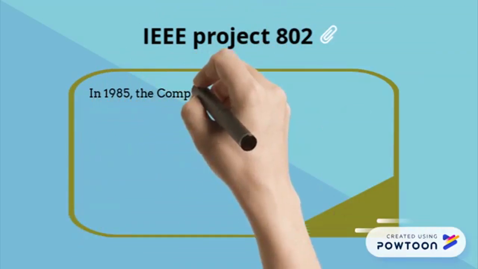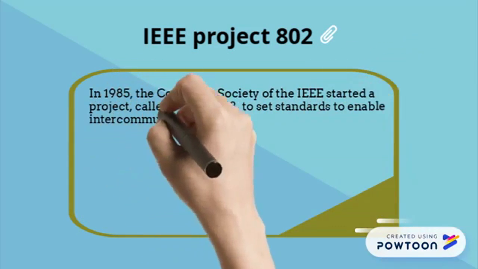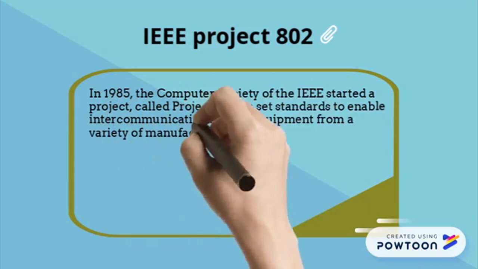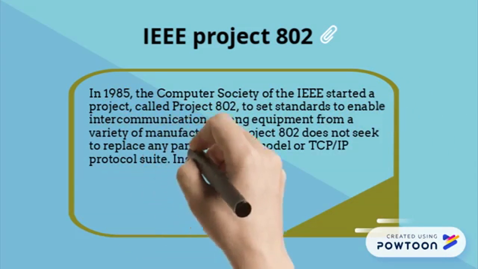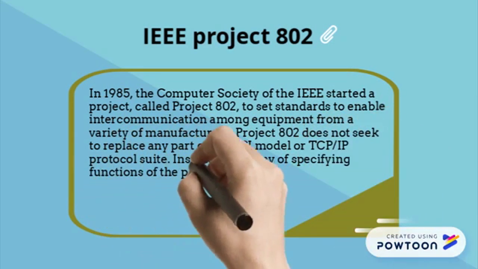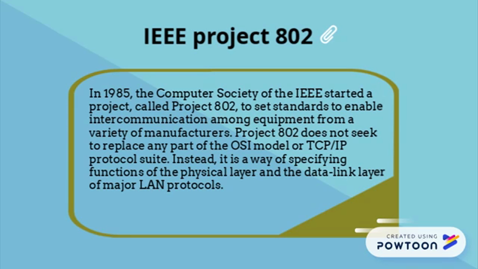IEEE Project 802. In 1985, the Computer Society of the IEEE started a project called Project 802 to set standards to enable intercommunication among equipment from a variety of manufacturers. Project 802 does not seek to replace any part of the OSI model or TCP/IP protocol suite.